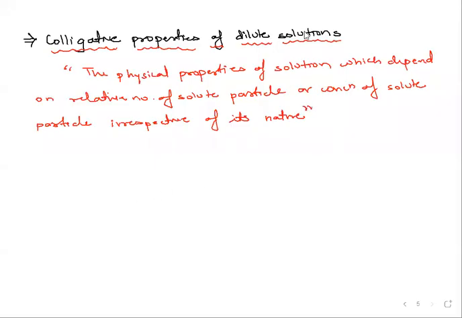Now, in total we have 4 colligative properties. Number one is relative lowering of vapor pressure.